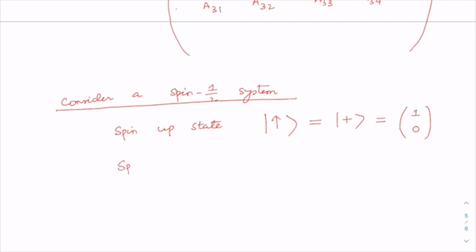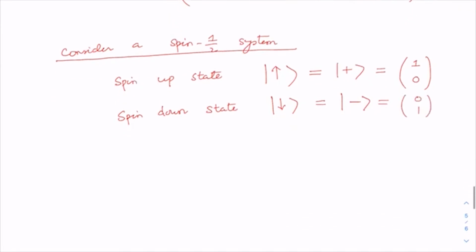The other state is the spin down. The spin down state is represented in this notation, with this minus ket, and the column vector would be 0 1. It has to be like this because, as you will see, these are the ket states, so they have to be normalized. This is an eigenstate, and this is also another eigenstate, so they have to be normalized.